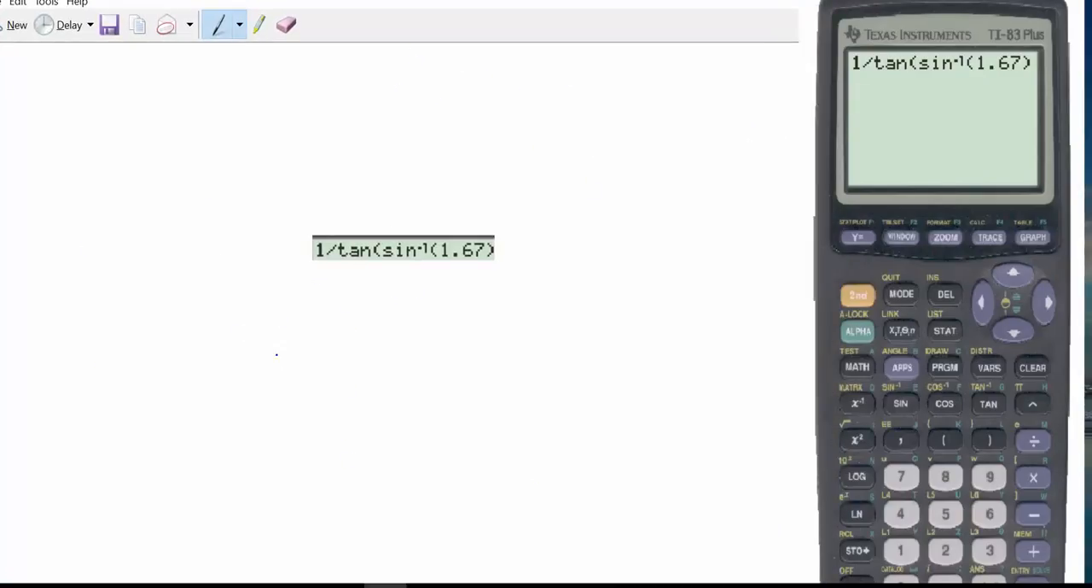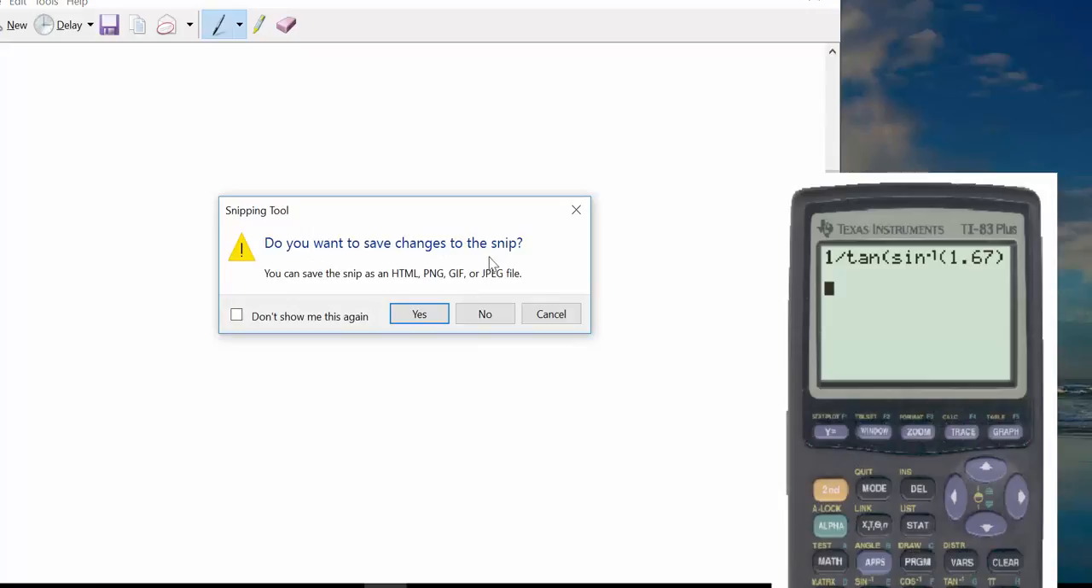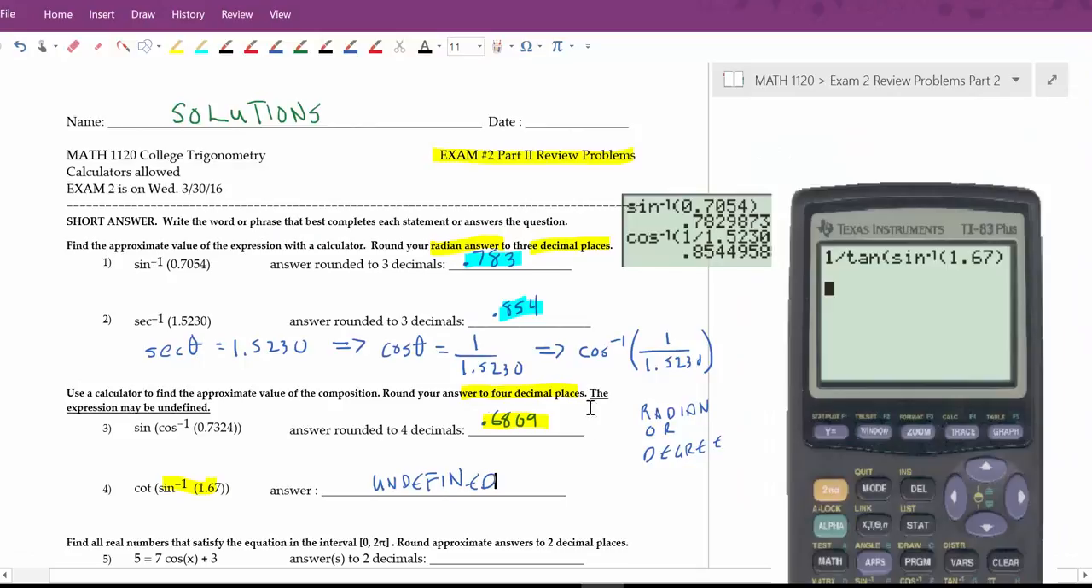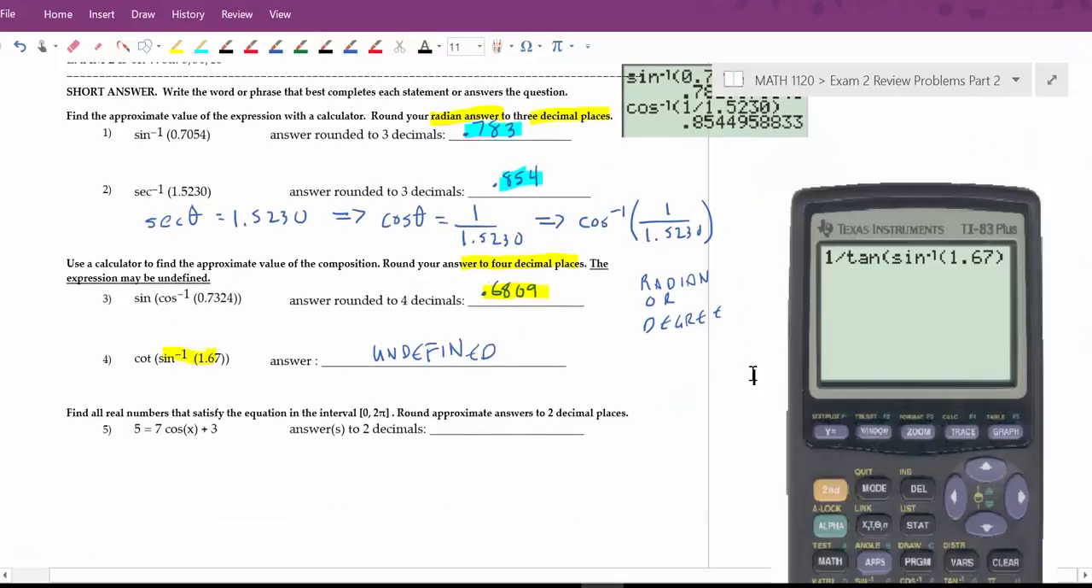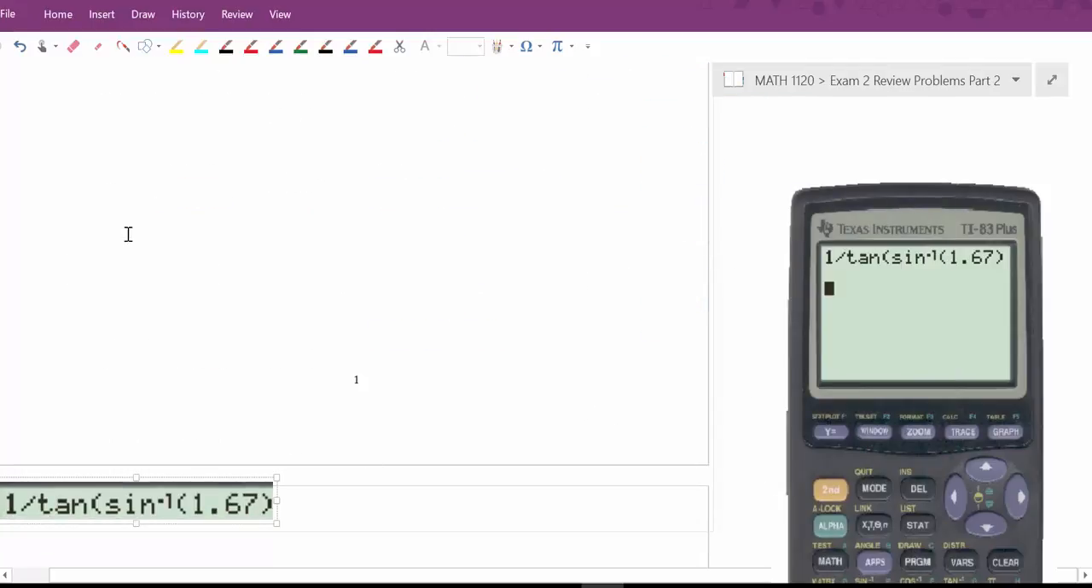Oh, come on, mouse. Where are you? Come on, there we go. All right. Oh, come on.